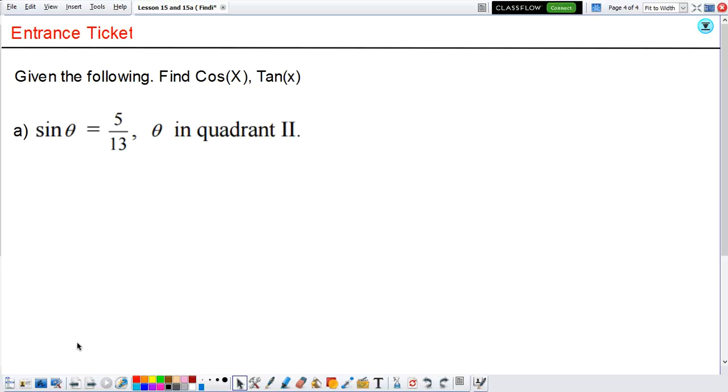So here's your entrance ticket. Given the following, just find cosine and tangent. Don't find the 5 trigonometric functions, just find cosine and tangent given the following.